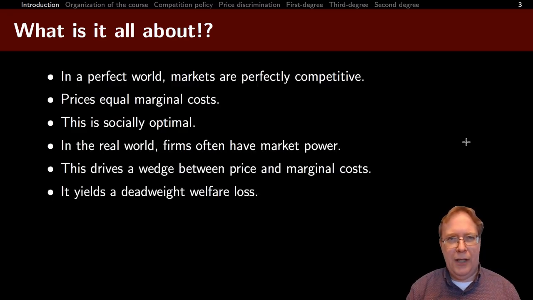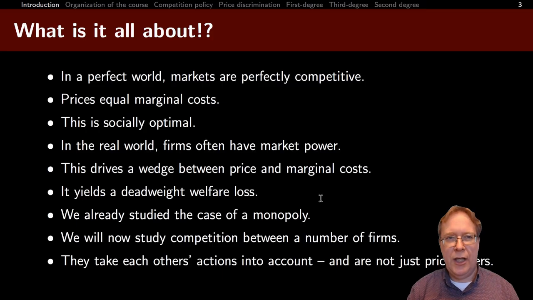But we also noticed in this course that in the real world, firms, of course, often have market power. There is no perfect competition, but in many industries, there are a couple or sometimes just even one firm active, and that drives a wedge between price and marginal cost. Market power simply means that firms are able to set a price higher than marginal cost. And as we already saw in the first year course, that causes a deadweight welfare loss. So in this course, we go into more detail into those things.